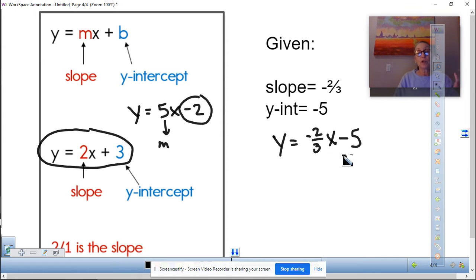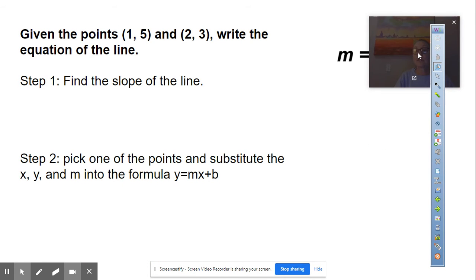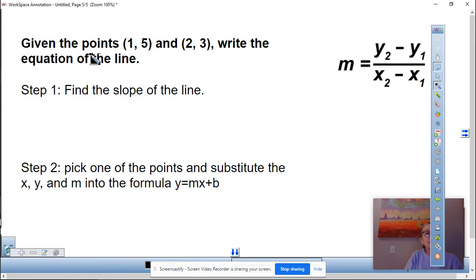So today we're going to be given 2 points, and from those 2 points, we're going to find out what the slope of the line is, and then we're going to find out the y-intercept. And from there, we can easily write the equation of the line. So let's do an example here. Given the points 1, 5 and 2, 3, write the equation.